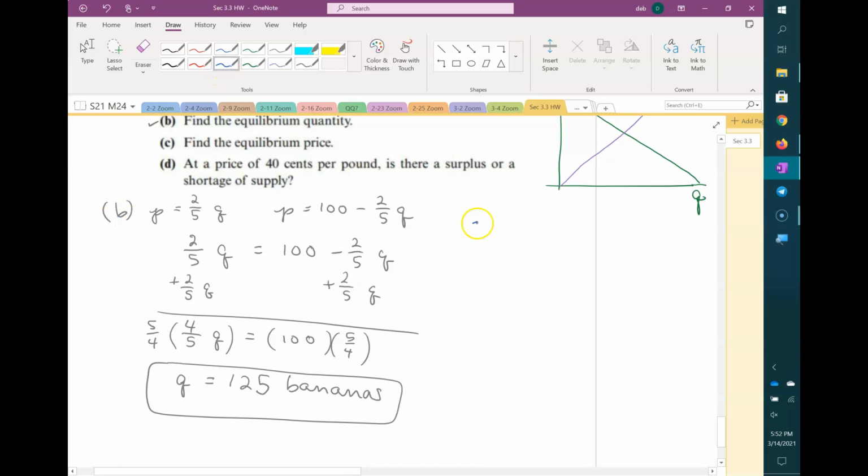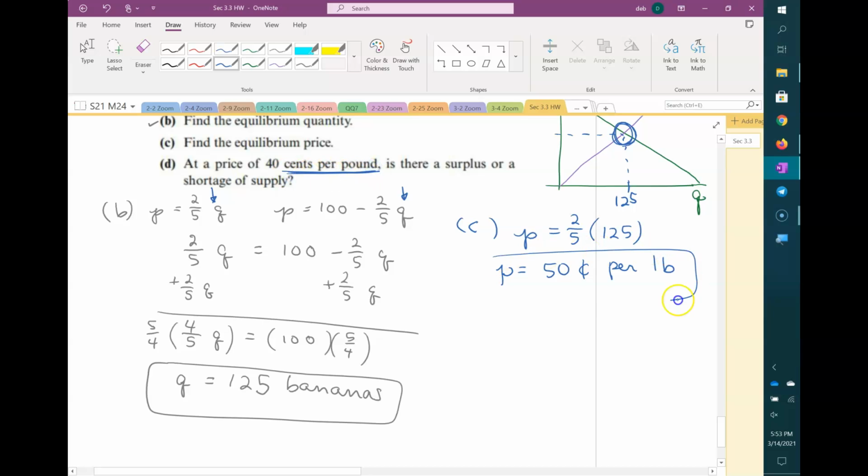Then our equilibrium price, I can put that Q in either one of these two equations, and I'm going to get the same number because it's this point of intersection where now we know that the Q is 125 and the P is going to be the same number no matter which of those lines I use. So I'll use the easier one, the first one, where P is 2/5 of Q, which is 125. So P is going to be 50. And then this has units also, cents per pound. Okay, the price is in cents per pound. So that's your equilibrium price.